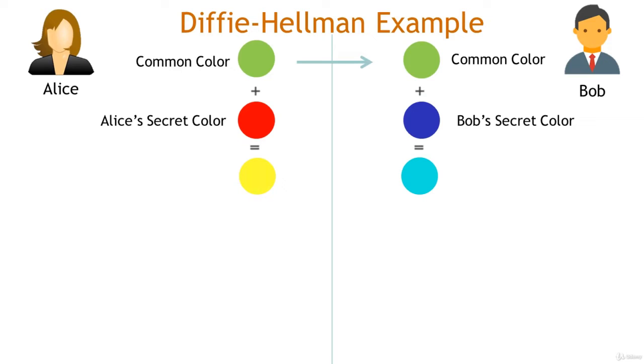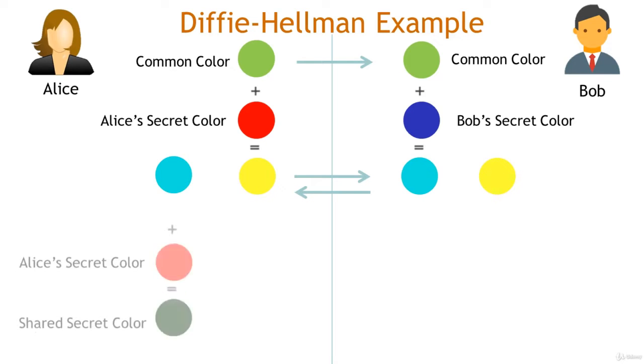Alice then sends a message to Bob and tells him that she got yellow as her result. And Bob tells Alice that he got cyan for his result. Alice and Bob now have two colors created by mixing the shared green color with their partner's secret color. They then mix their own secret color with their partner's shared color.